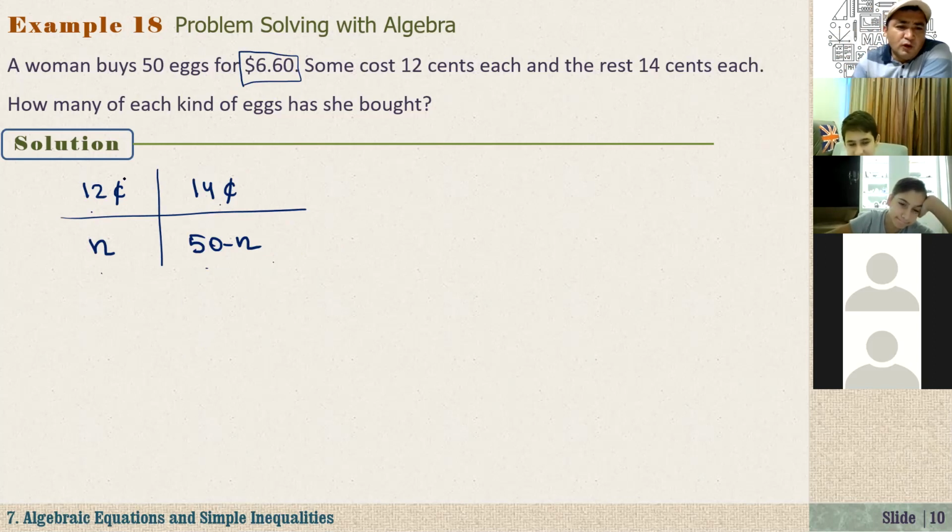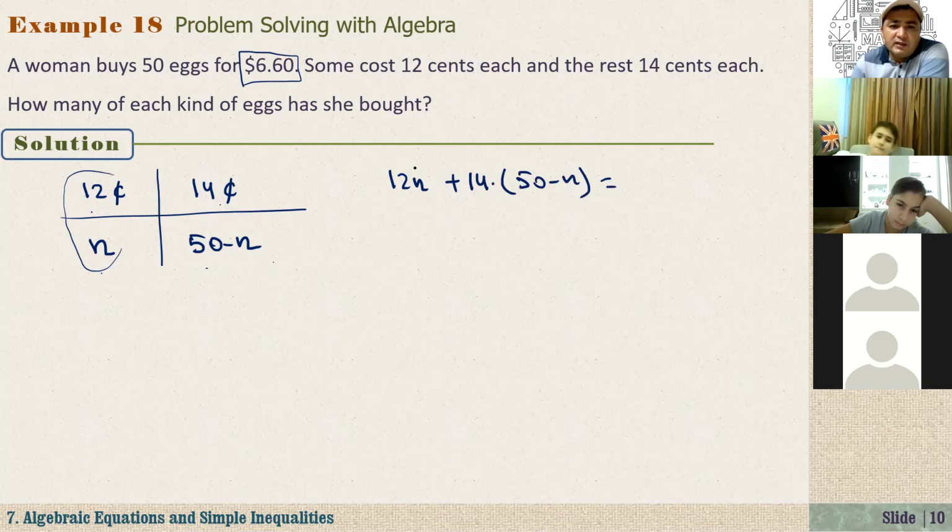From here, what is the total cost of the 12-cent eggs? That is 12 times n, right? That is quantity times the individual price, plus how about this one? That is 14 cents each. How many did we buy? We buy 50 minus n. On the right-hand side, in total, we paid 6.60.